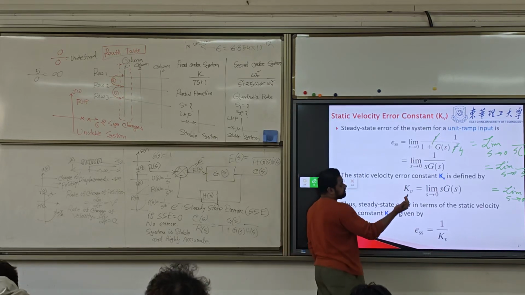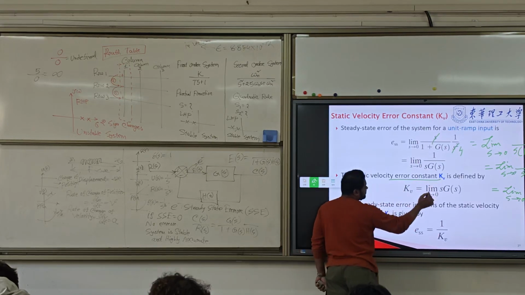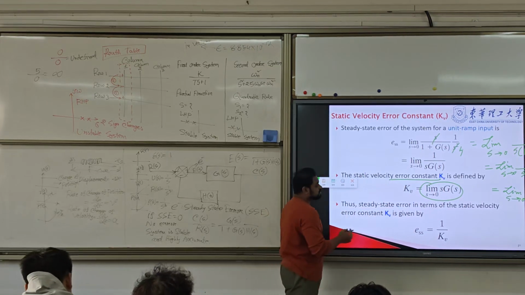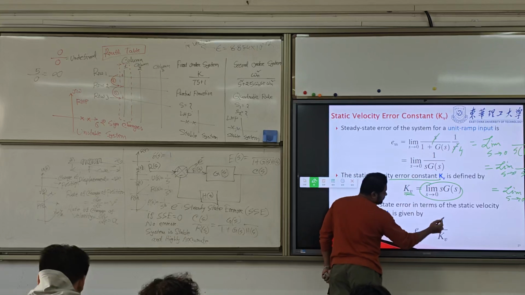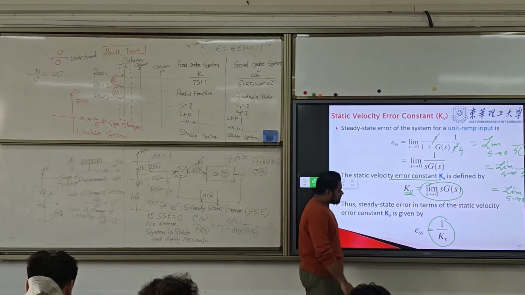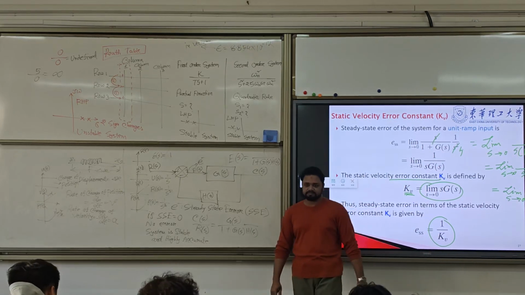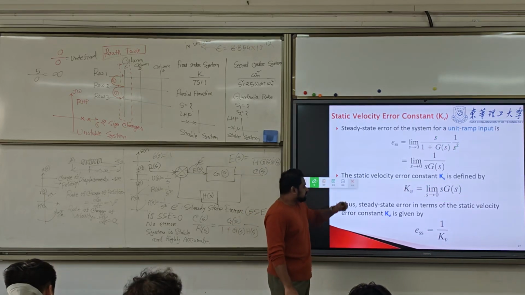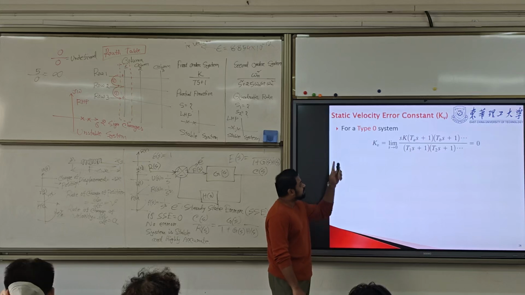Now the static velocity error constant is defined by this: the limit as s tends to 0 of s Gs. So this is Kv, and we can write it as 1 by Kv. Now, what's the value of Kv? We need to find the value of Kv by using different types of systems. Type 0.